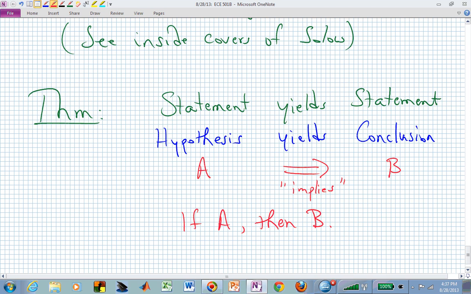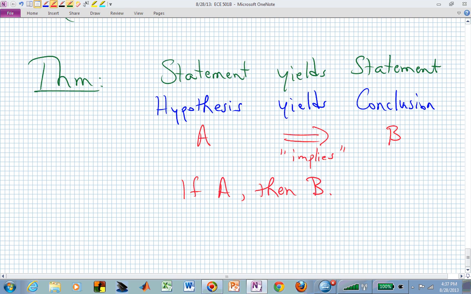And that's not the same as the converse. The converse is not necessarily true. The converse is if B, then A. And that may not be true. So we're concentrating on statement A being true, implying statement B being true. And what are some ways that we might show that? Or some proof techniques?